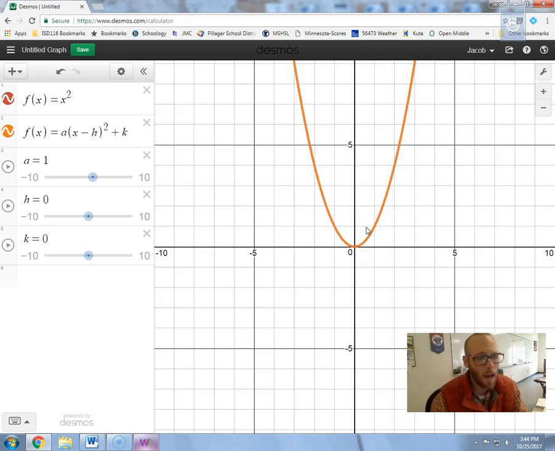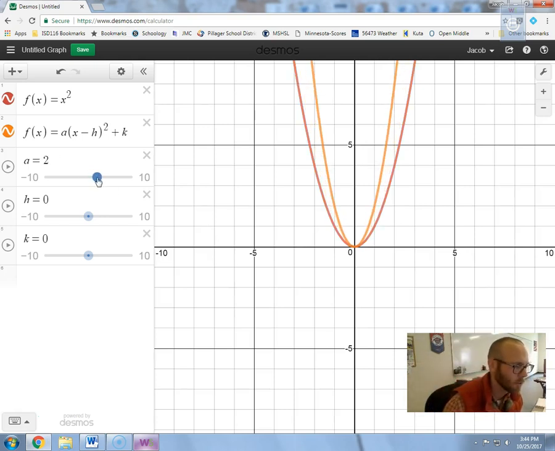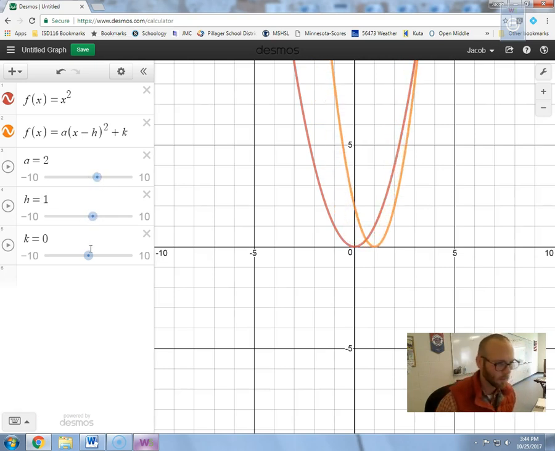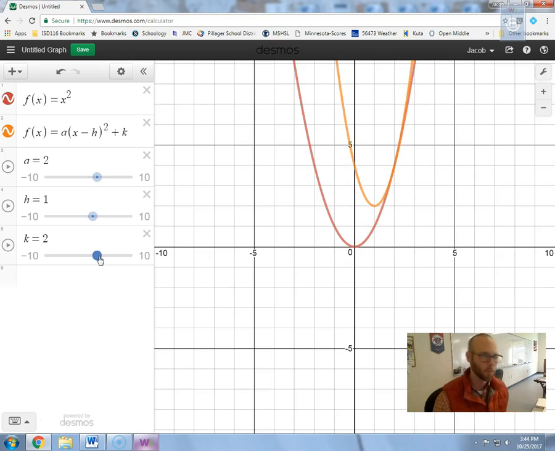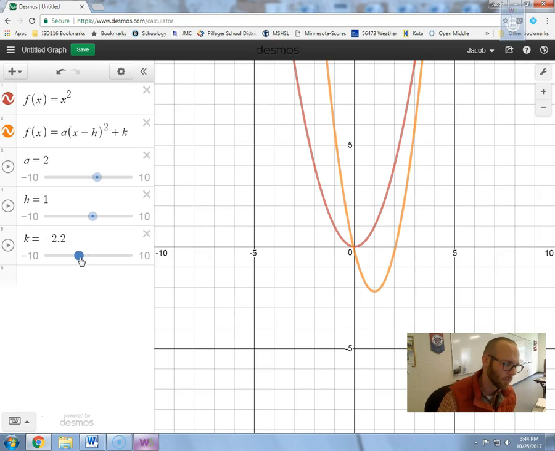So now let's say I want it to be vertically stretched, moved right 1, up 2. Vertically stretched, let's make it twice as tall, and let's move it right 1 and up 2. What if I wanted to move it down 2? What if I want it reflected? What if I wanted to flip it over the x-axis?